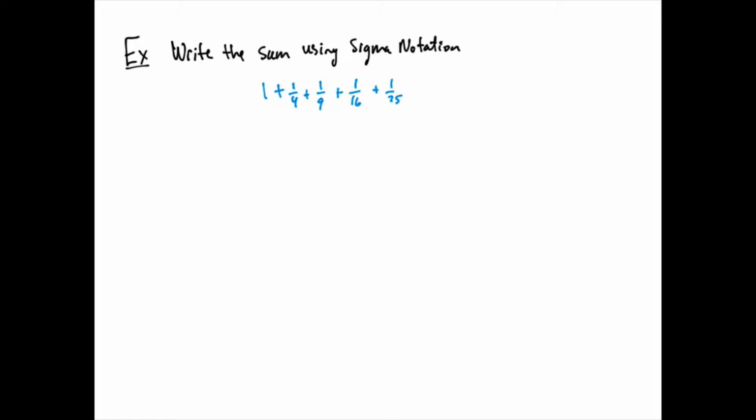So here's our sum, 1 plus 1/4 plus 1/9 plus 1/16 plus 1 over 25. And we want to write this in sigma notation. So it looks like the pattern we have is fractions with 1 over some integer. And those integers are all perfect squares. So this is 2 squared, 3 squared, 4 squared, 5 squared. We could rewrite this first term as 1 over 1 squared. So it looks like the denominator is just increasing by 1 each time, and we're squaring that denominator. And it looks like we're going from 1 to 5.